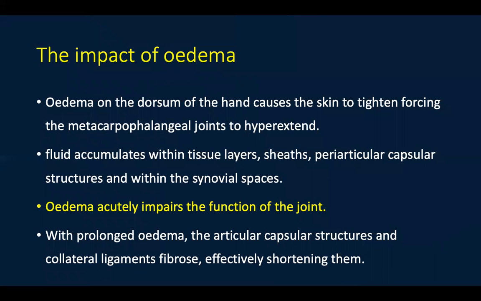I would like to say a few words about the impact of edema. Edema on the dorsum of the hand causes the skin to tighten, forcing the metacarpophalangeal joints to hyperextend. Fluid accumulates within the tissue layers, sheath, periarticular capsular structures, and within the synovial space. Edema acutely impairs the function of the joint. With prolonged edema, the articular capsular structure and collateral ligaments fibrose, effectively shortening them.